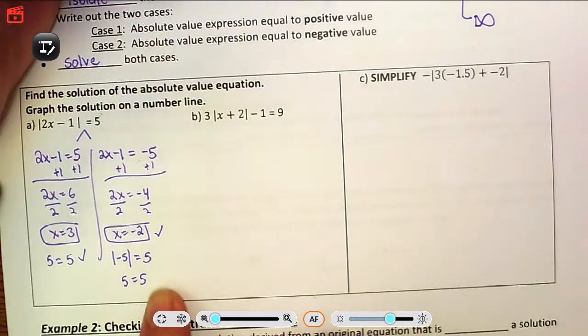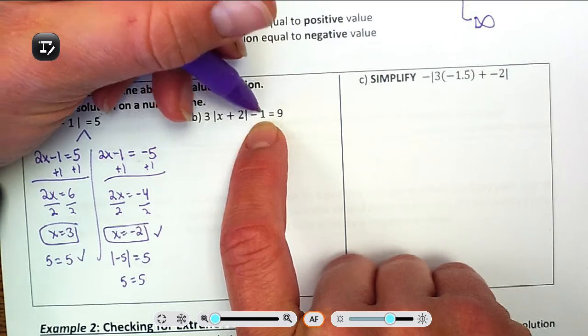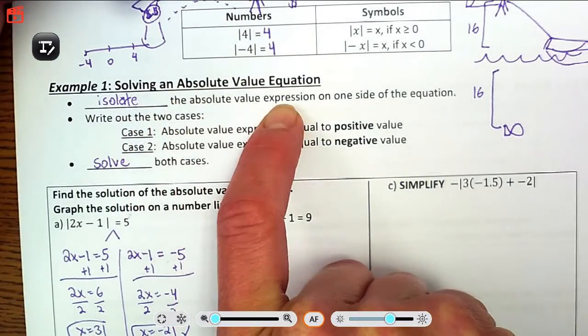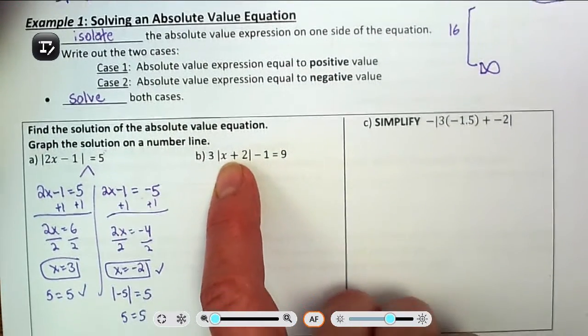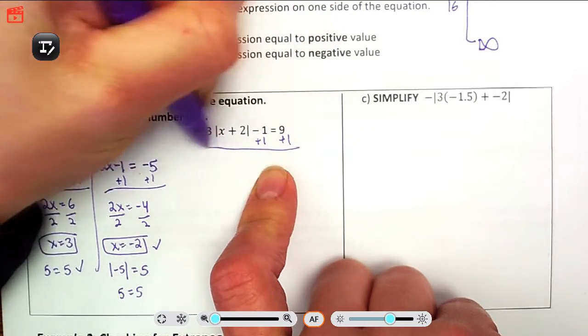All right. Try part B. B has an absolute value expression with all sorts of neighbors outside of it. We need to isolate the absolute value expression on the one side of the equation. So let's get that absolute value section alone. I'm going to add 1 and move that over first.